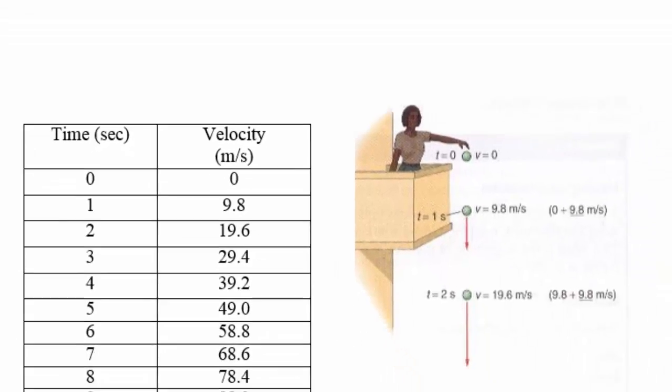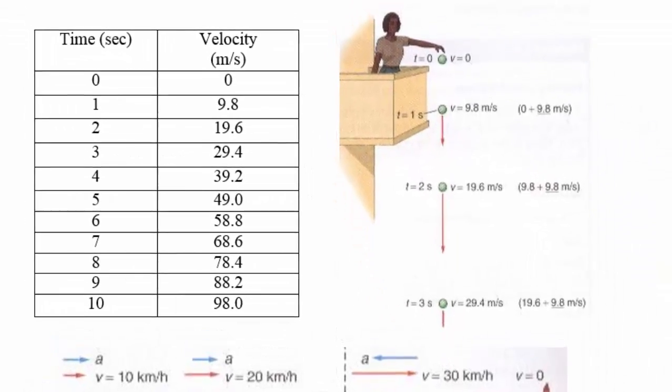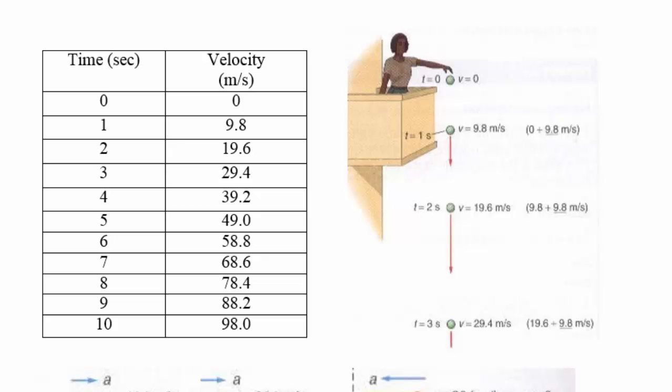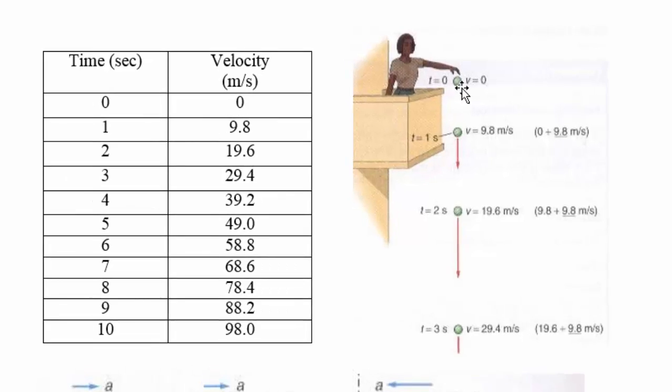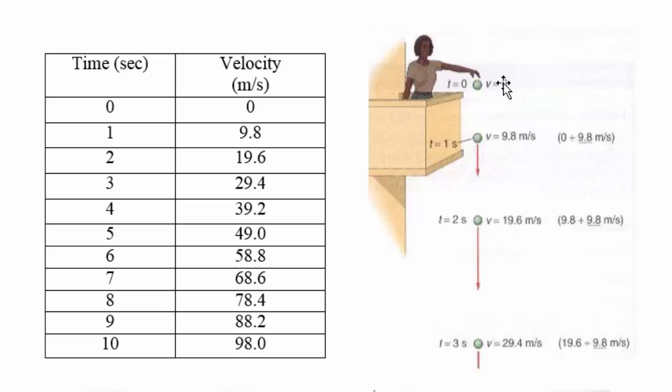So what is this acceleration due to gravity? As we mentioned, it's 9.8 meters per second per second. What does that value mean? It means that if you drop an object from rest, its initial velocity is 0, as you see here. But its acceleration is not 0. Its acceleration is 9.8 meters per second per second.